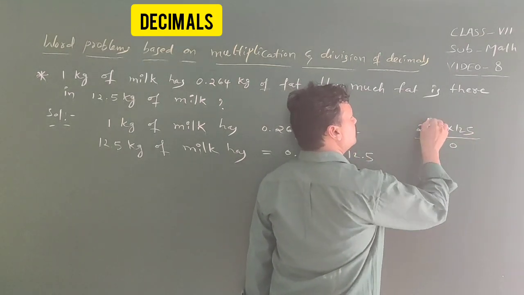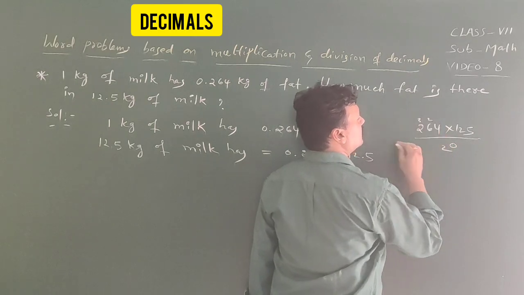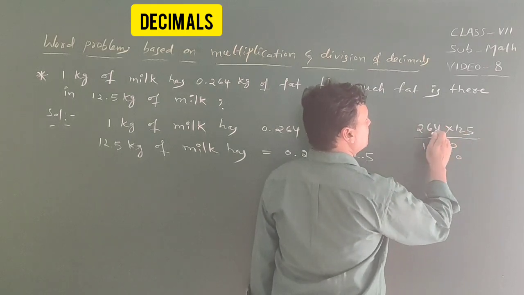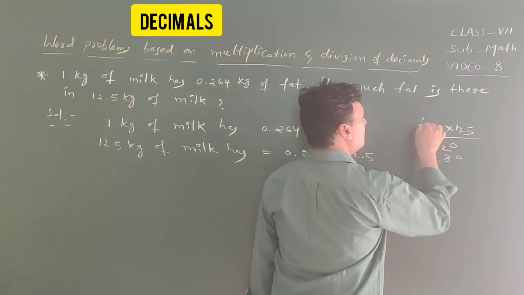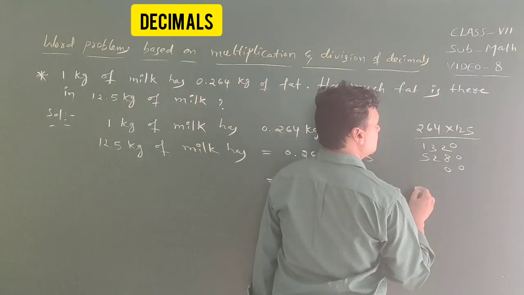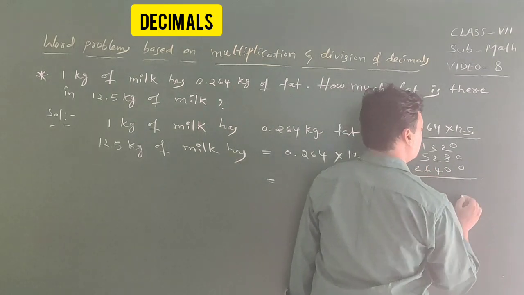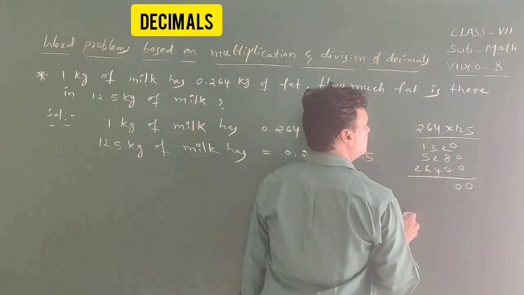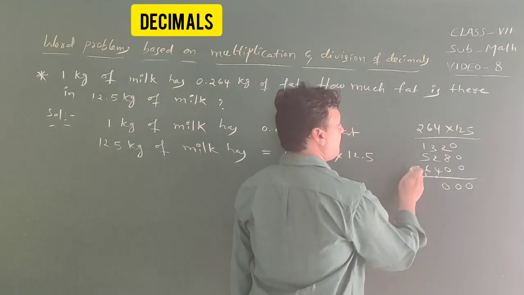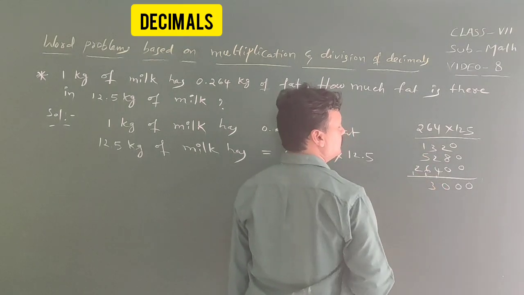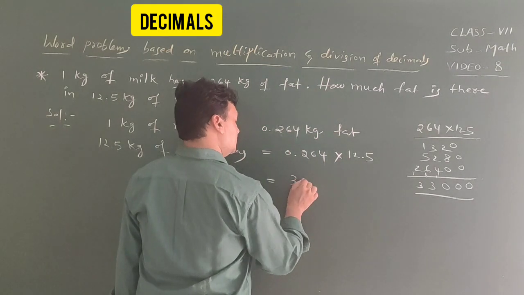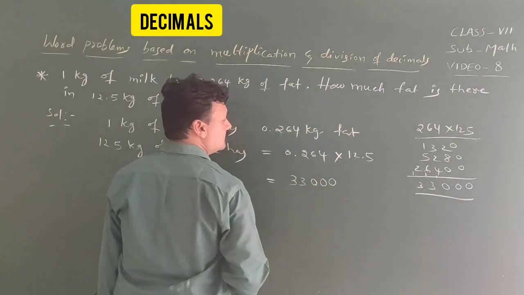5 4s are 20. 30 plus 2, 32. 10 plus 3, 13. Next 8, 12, 4 plus 1, 5. Next 0, here 0, 10, 7 plus 6, 13, 3. So 3, 3, 0, 0, 0.